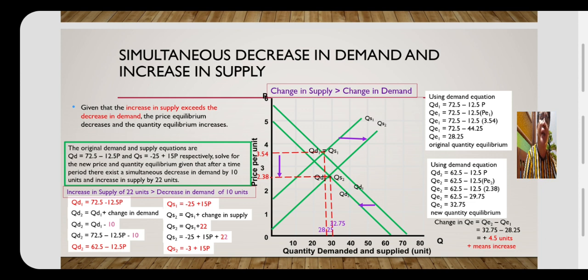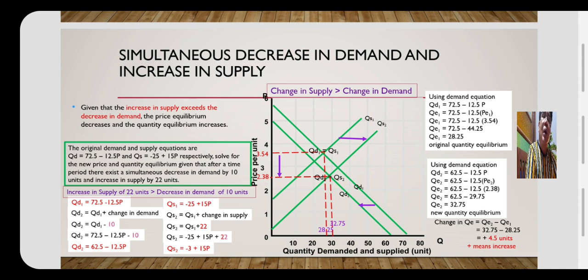So you'll notice that given the dominance of the change in supply over the change in demand, what will prevail is the relationship between change in supply and price equilibrium. Specifically, there is an inverse relationship between the change in supply and the price equilibrium, so that given the increase in supply, there will be an expected decrease in price equilibrium.